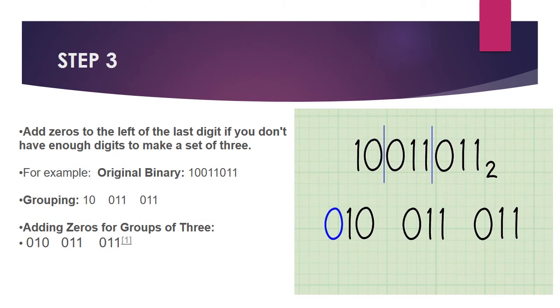In the next step, add zeros to the left, because here in the last group we have only 2 digits, so you need to add a 0 over here. For example, take an ordinary binary number like this, and then you group it from the right: 110, and then 110 again, and here 01. Since there are only 2 digits at last, you need to add one more 0. So this step is adding zeros for groups of 3.